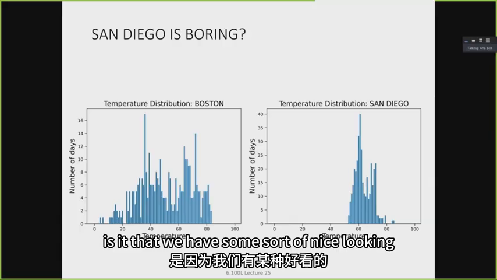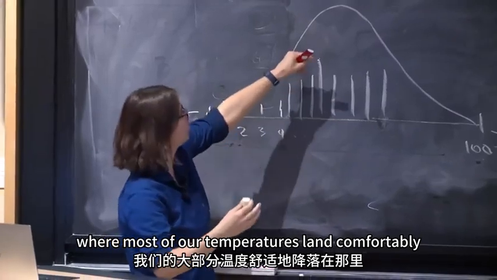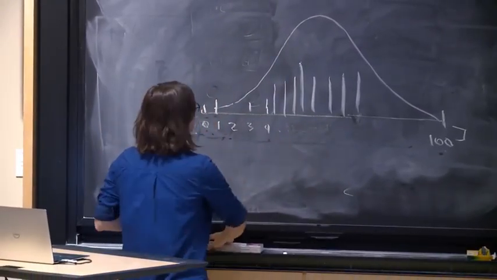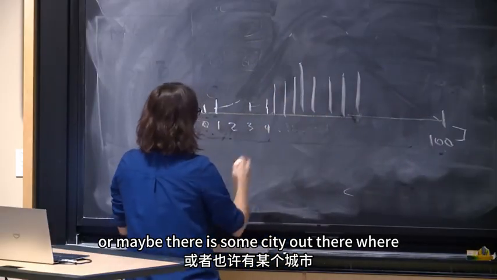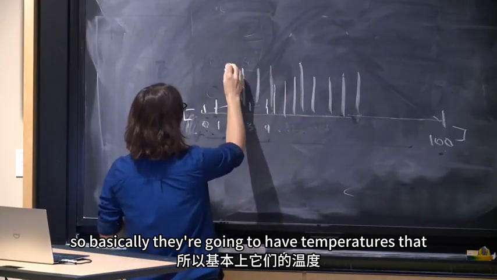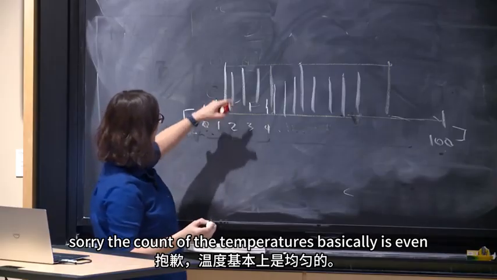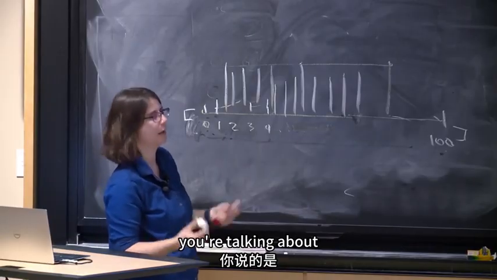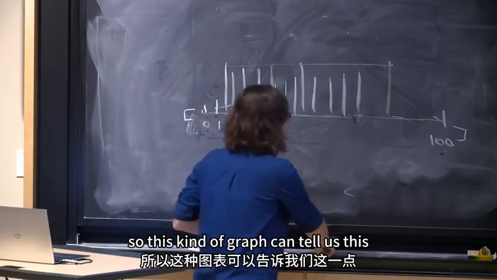Is it that we have some sort of nice-looking bell curve type distribution, where most of our temperatures land comfortably in this middle range? That's one option. Or maybe there is some city out there where it just has an even distribution, right? So basically, the count of the temperatures is even. It doesn't really matter what temperature you're talking about. There will be an even number of days throughout the year at that temperature, right? So this kind of graph can tell us this.